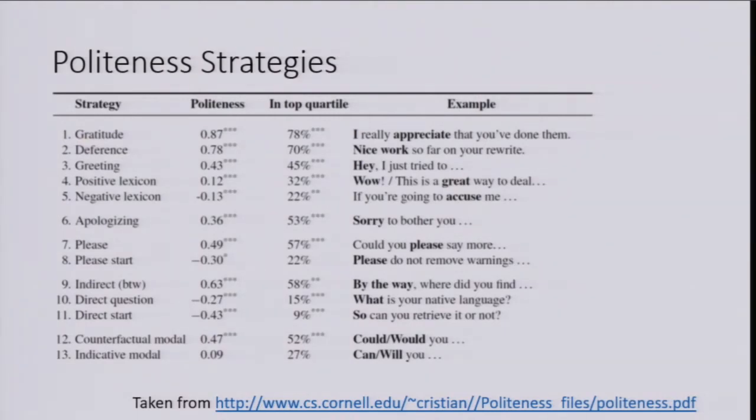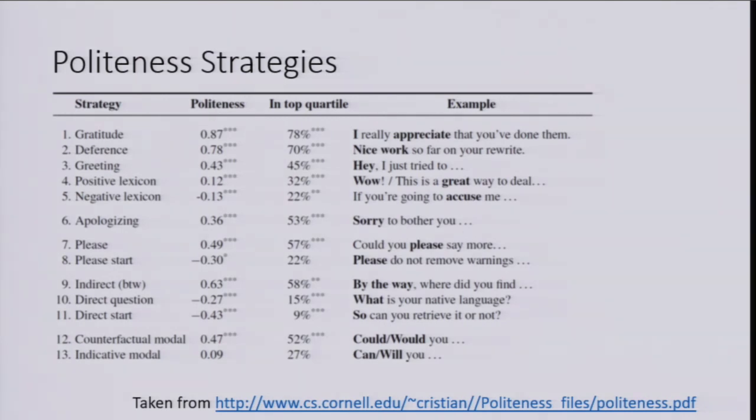If there are words from the negative lexicon in the sentence, then it's usually not polite. If there is a direct question, like what is your native language, or can you retrieve it or not, those are negative. Direct questions are negative. Please do not remove: sentences that start with please are negative. This is interesting, whereas please in the middle is positive. This is what they found in the data set.